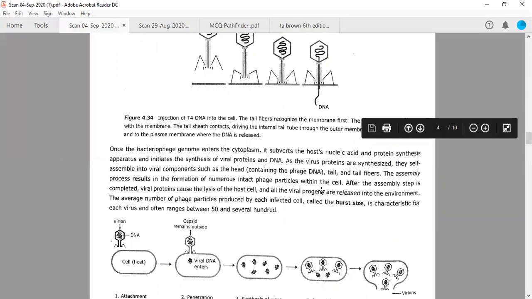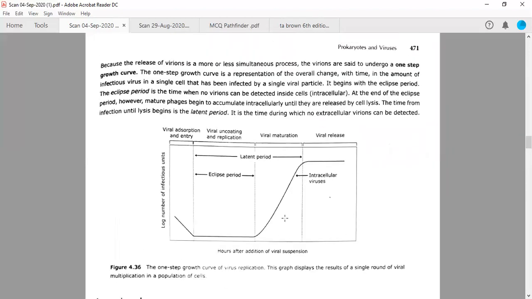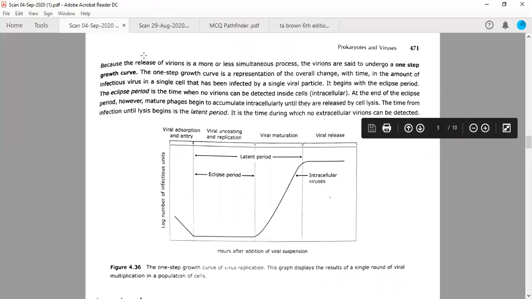Now, there is one important term called burst size. Burst size is the average number of viral particles produced by each infected cell after lysis, because after lysis or the burst, the cell releases the viral particles. So how many viral particles it is going to release will be its burst size. It is characteristic for each virus and often ranges from 50 to several hundred. So at least 50, and it can go up to several hundred viral particles per cell are released when the cell lyses or bursts.